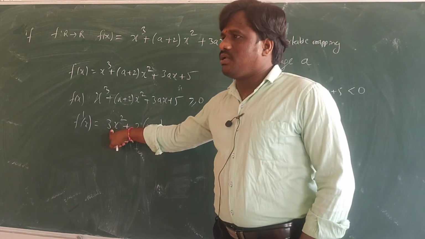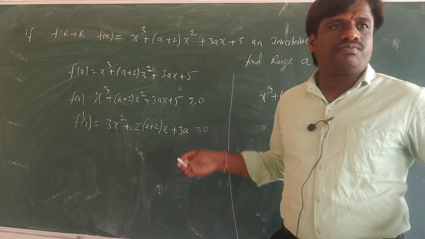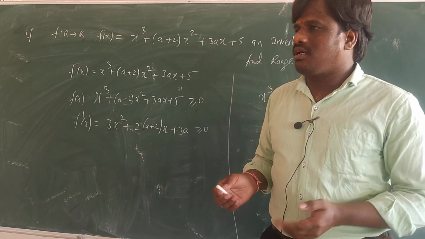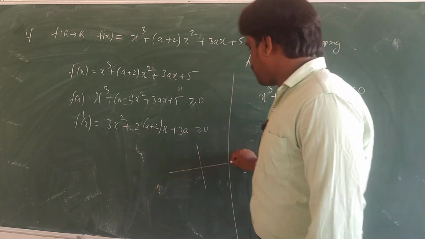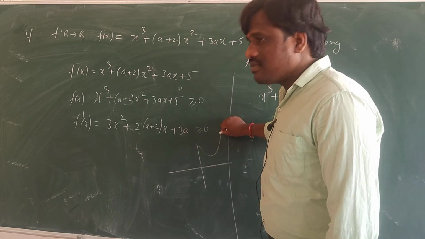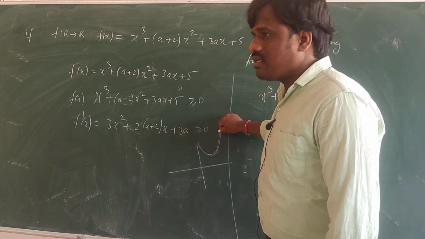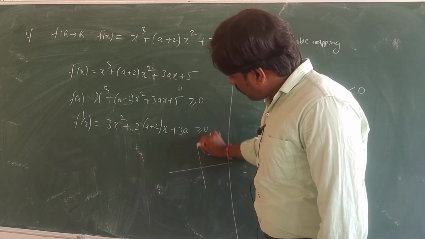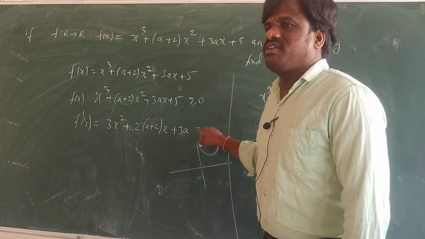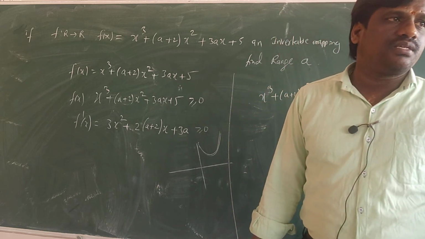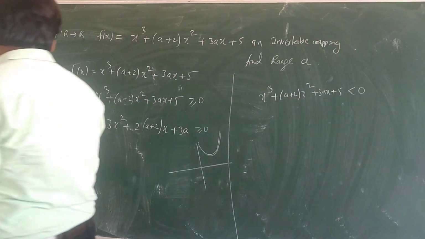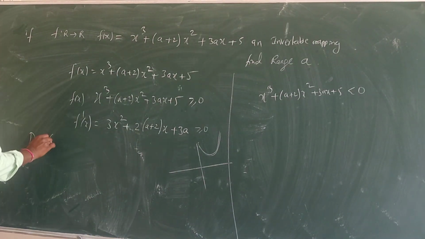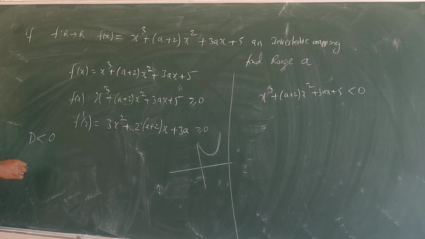A greater than 0 and... No, I will show you. It is like this: a is greater than 0, right? And when will y be greater than 0? If the discriminant is less than 0. Apply this condition: D less than 0. What is the D less than 0 condition? B square minus 4AC.